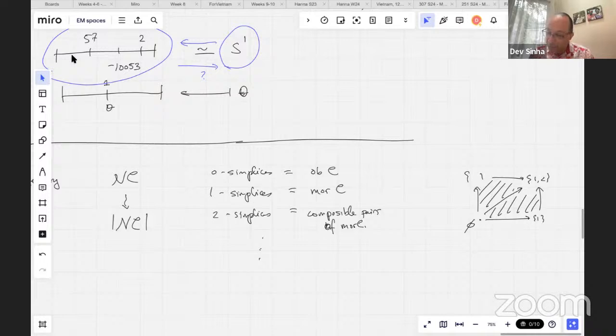This is the singleton set 2. And that's a standard way to think about it. And again, the key thing is, if I've got objects A, B, and C, and then morphisms F and G, which then I can compose, then I fill in a 2 simplex.